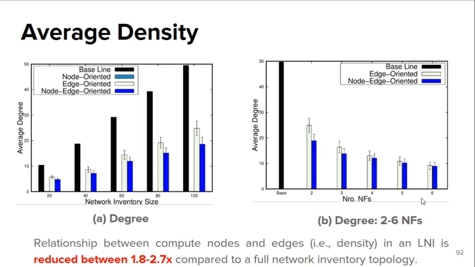As shown in the figure on the right, the value of the degree is decreasing as the number of network functions increases. This is because a new network function adds new CPU and bandwidth constraints. Therefore, we can infer that the number of network functions decreases the number of nodes or edges supporting such requirements.